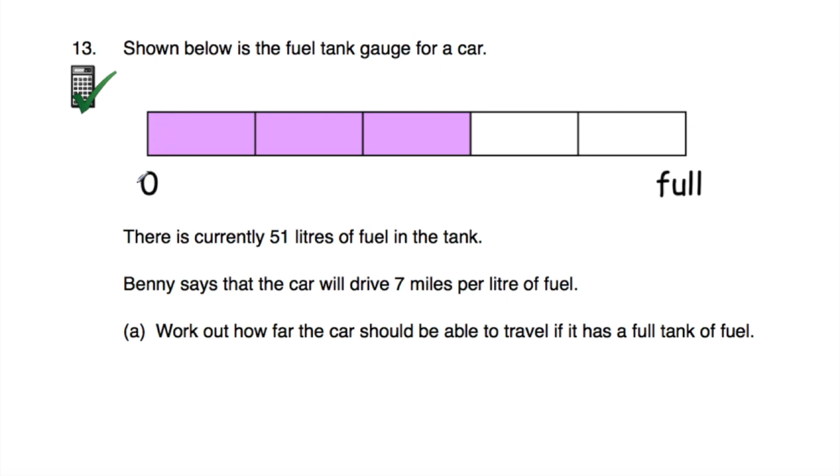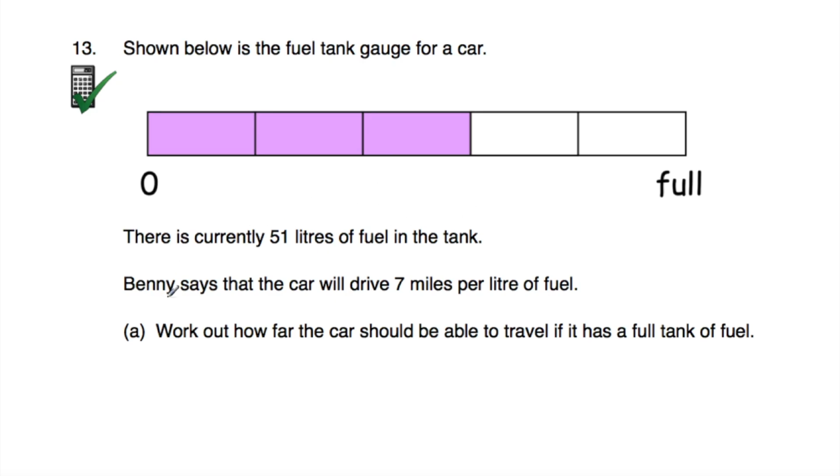And we've got 0 or empty and full. And we're told that there's currently 51 litres of fuel in the tank. So this measurement here, this is 51 litres. So that means actually we can work out how much fuel will be in the tank, because we could divide the 51 by 3 to see what each of these sections is worth, and that would be 51 divided by 3. It's a calculator question. You'll get 17. That's 17 litres, that's 17 litres, and that's 17 litres, and then that would be 17, and that would be 17, and then you can work out how many litres would be in the whole tank.